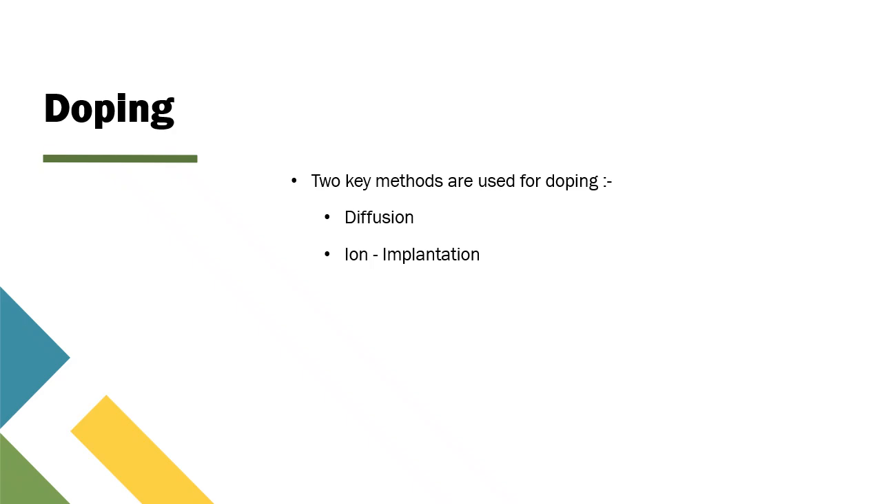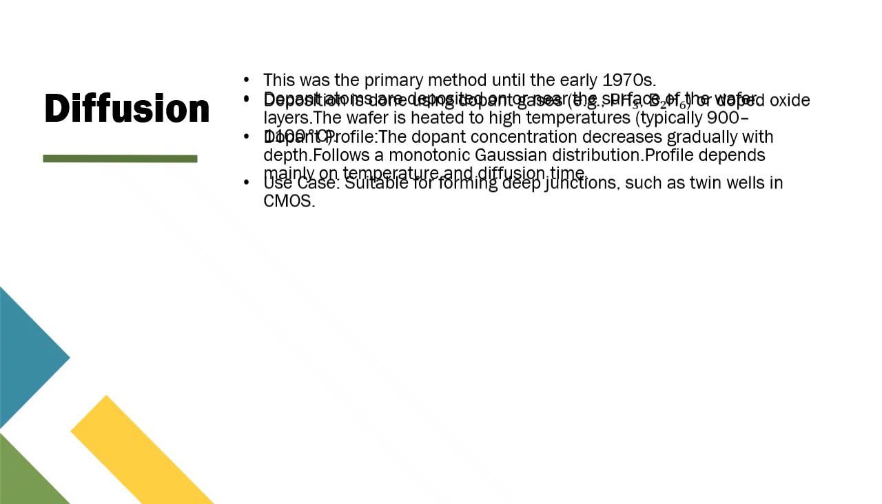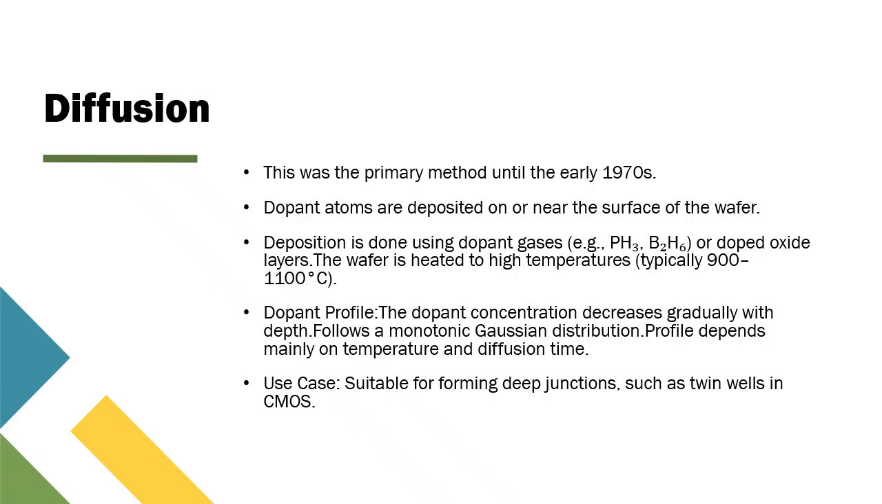The two key methods that are used for doping are diffusion and ion implantation. Now, let's look at diffusion, which was the primary doping method until early 1970s. In this technique, dopant atoms are deposited onto or near the surface of the semiconductor wafer. This is done using dopant gases like PH3 or B2H6 or even through doped oxide layers.